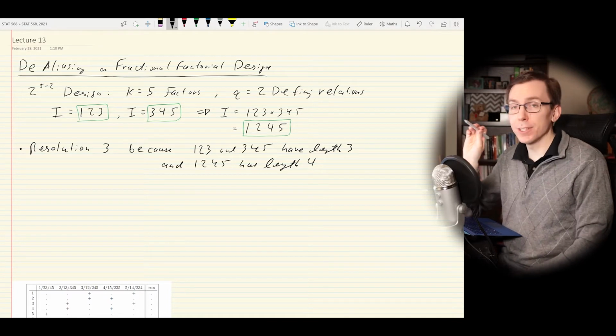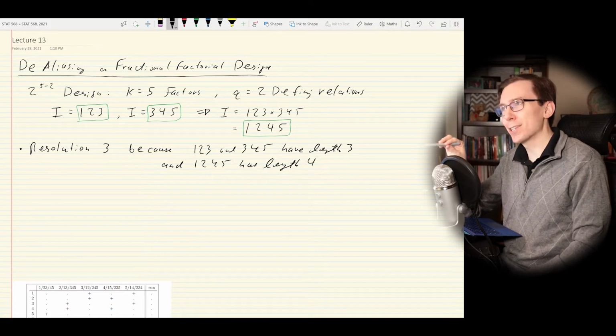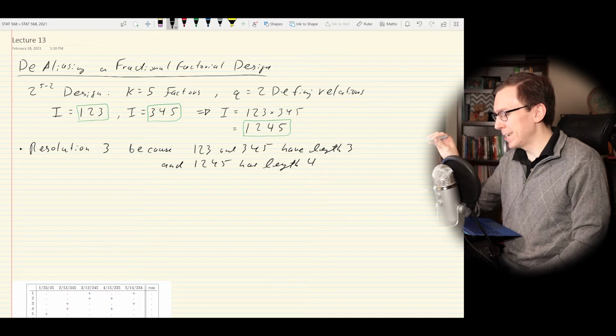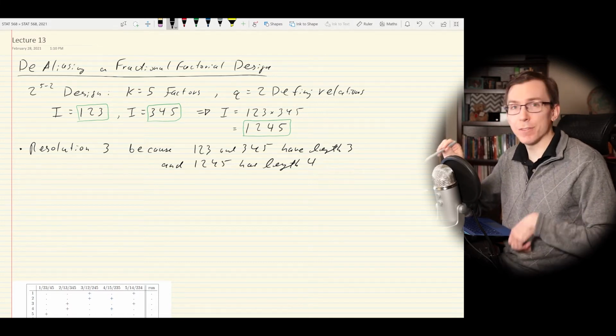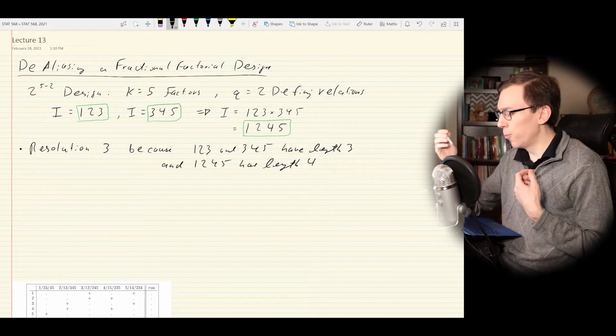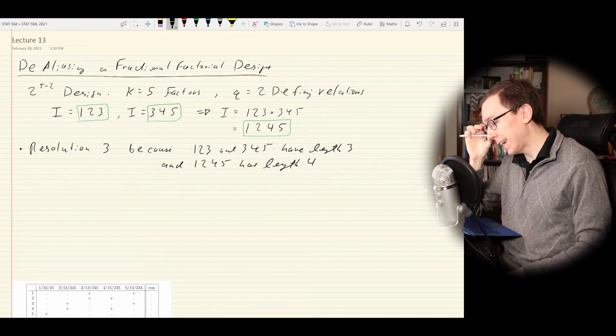And remember, the resolution of a design is going to be the minimum length of any element across all of the elements of the defining contrast subgroup. So here we have 2 elements of length 3, 1 element of length 4. The resolution is 3 in this case.